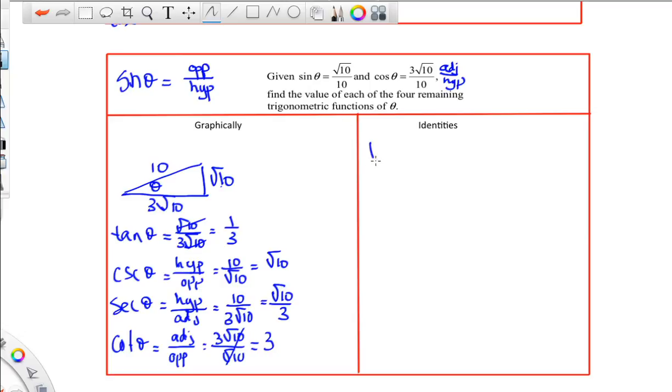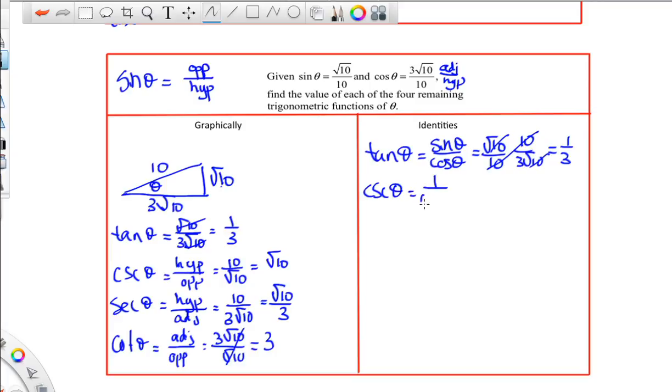So through identities, you would be able to say that the tangent is the sine divided by the cosine. So that would be the square root of 10 over 10 divided by the cosine. So we're just going to flip that one. So that's 10, 3 square root of 10. And I better get the same answer, right? So those cancel, that cancels. So that's 1 over 3. So 1 for 1 right now. That's what we needed. So the cosecant, next.